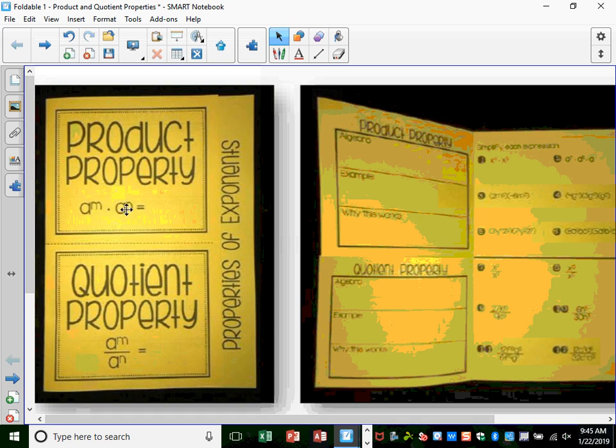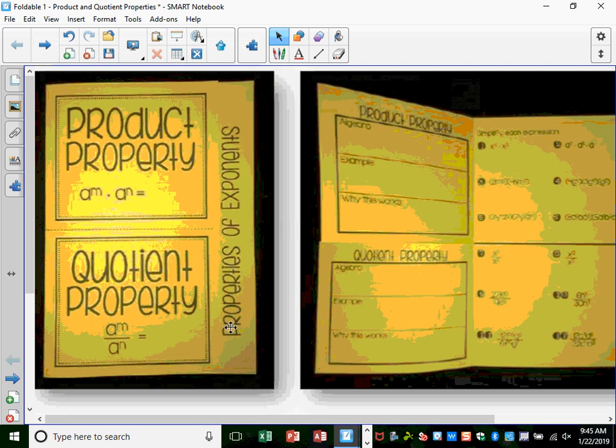All right, so we're going to go ahead and start the foldable. This is the first thing we're going to do, fill out a foldable for our notes. There are 2 different rules we're going to be going over today. One is called the product property, and the other one is called the quotient property. Obviously product means that you are multiplying, so that's why you see the dot there. Quotient means you're dividing, so that's why you see that line there for division.